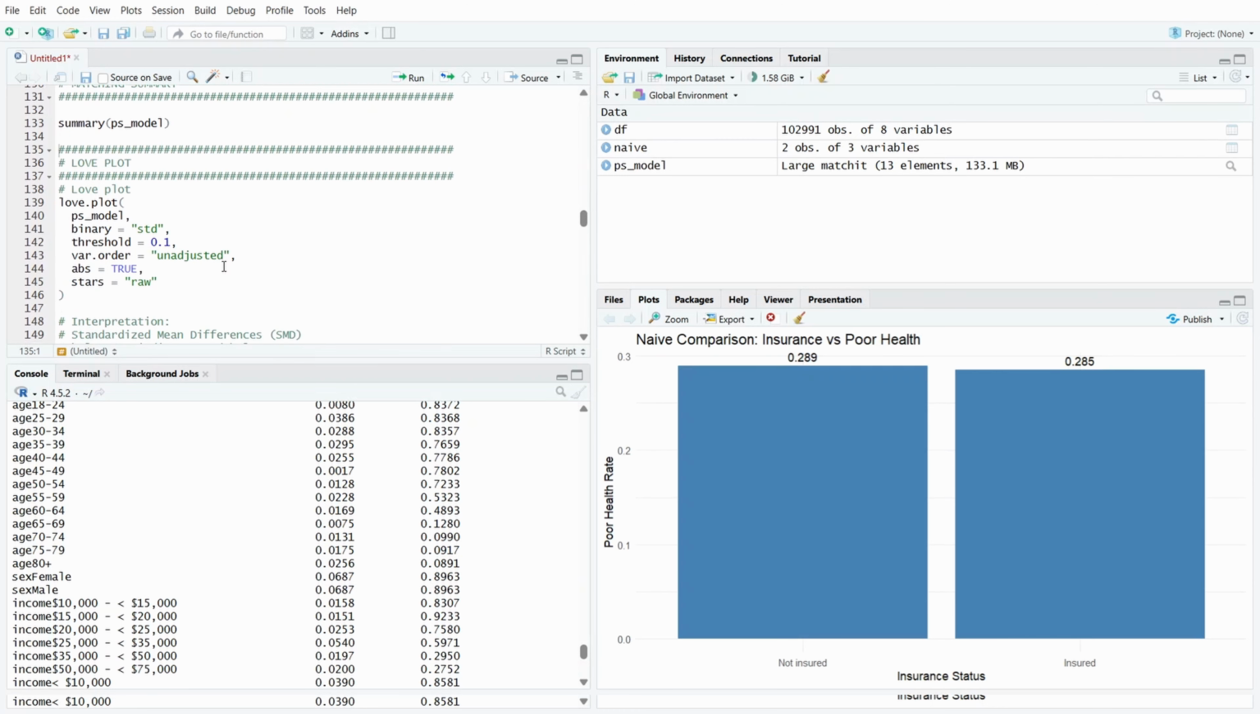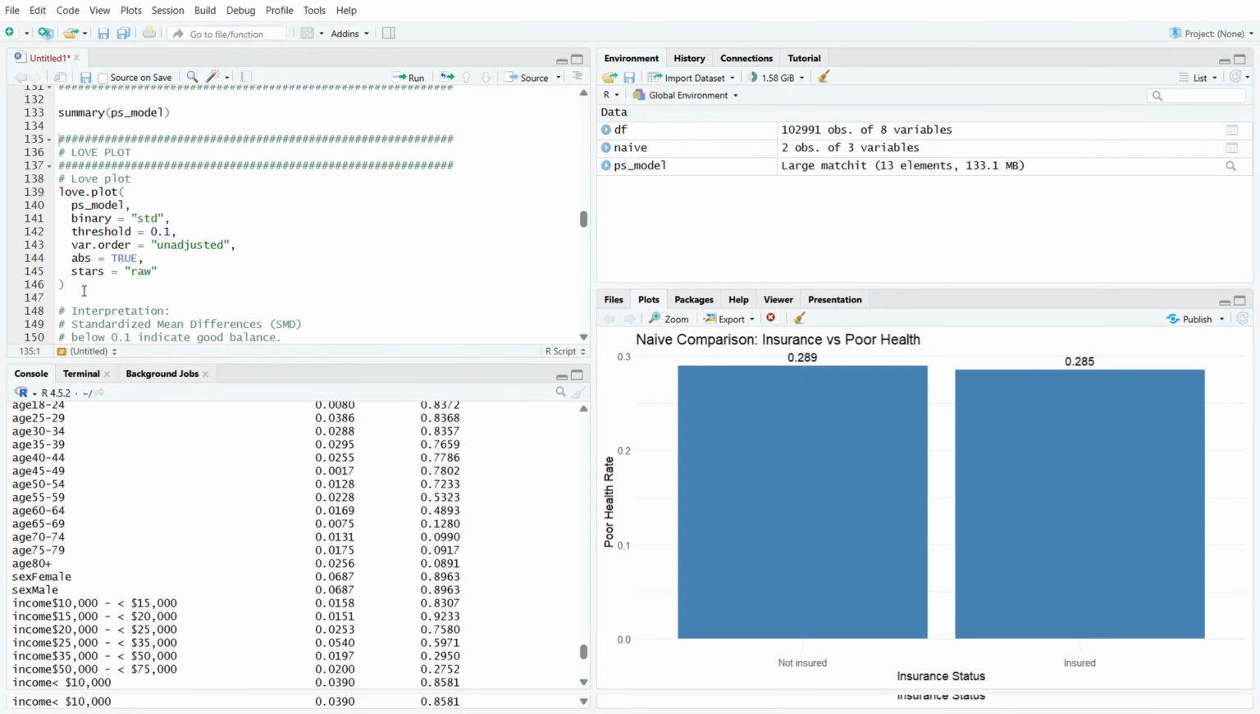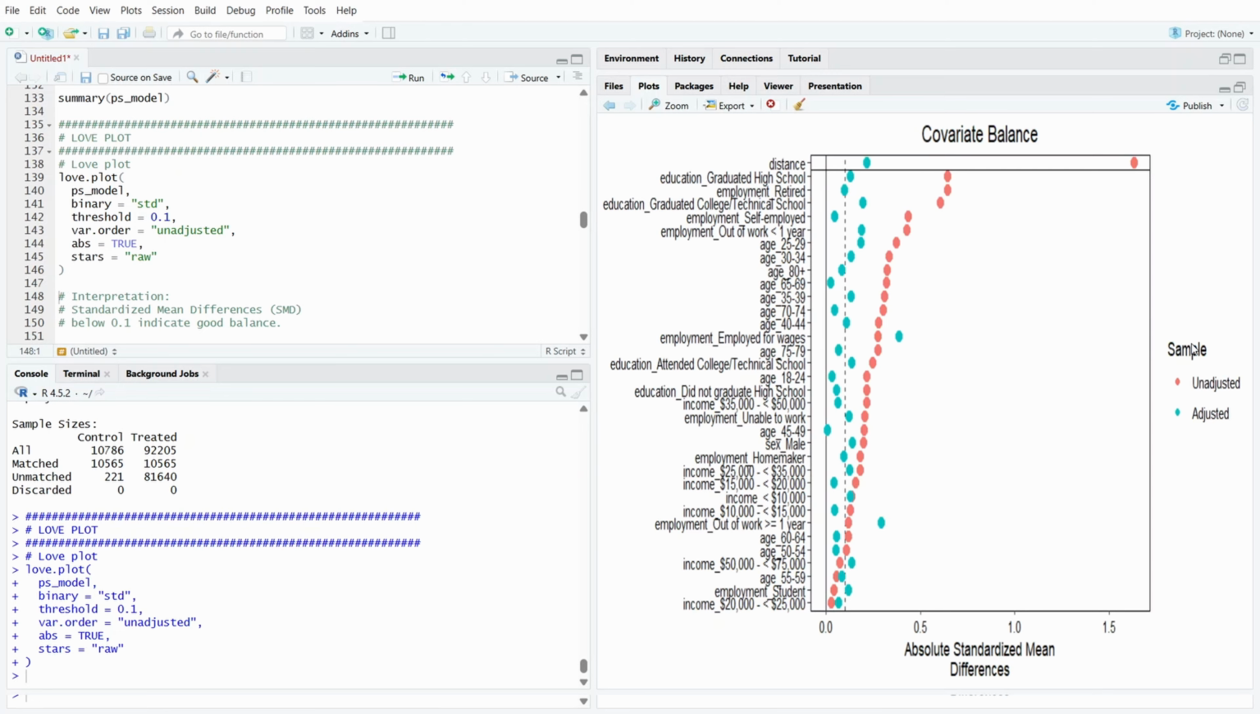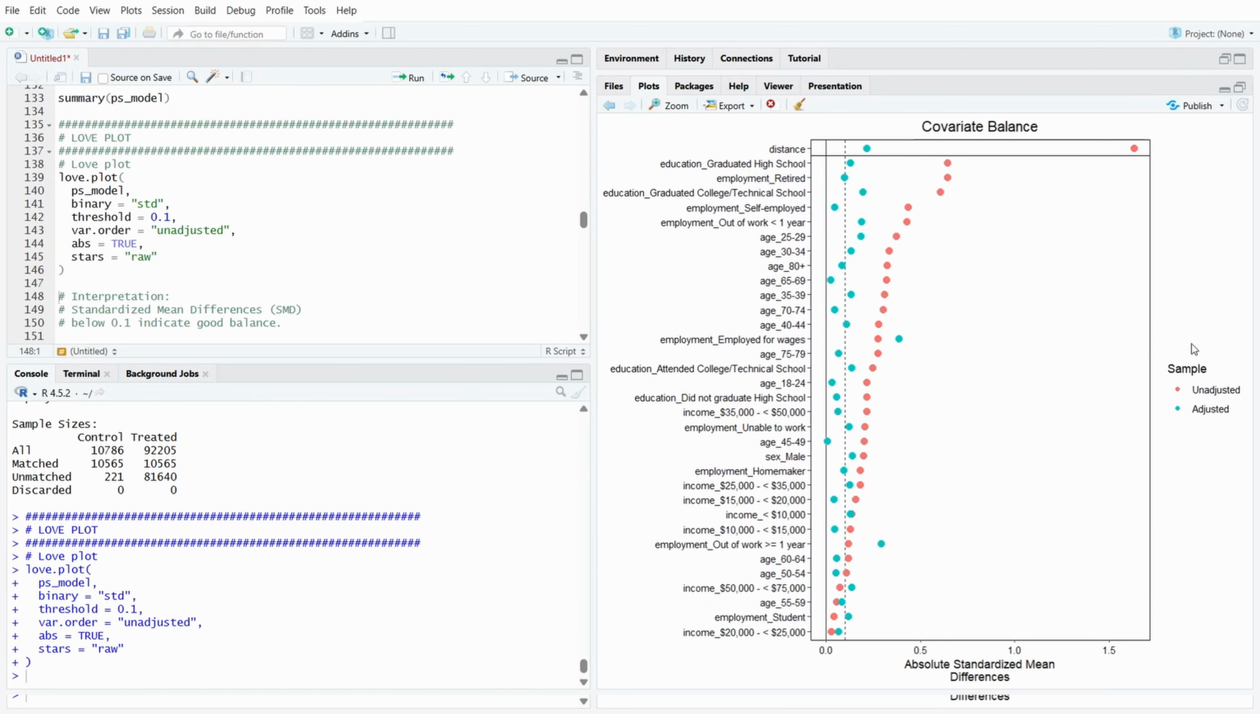This figure shows the covariate balance before and after propensity score matching using standardized mean differences, or SMDs. The red points represent the unadjusted sample, meaning before matching, while the blue points represent the adjusted sample after matching. The vertical dashed line at 0.1 is important because it represents the commonly accepted threshold for adequate balance. Variables with standardized mean differences below 0.1 are generally considered well balanced between the insured and uninsured groups.